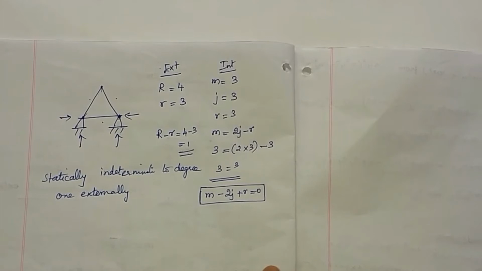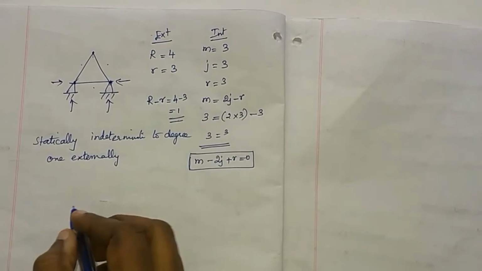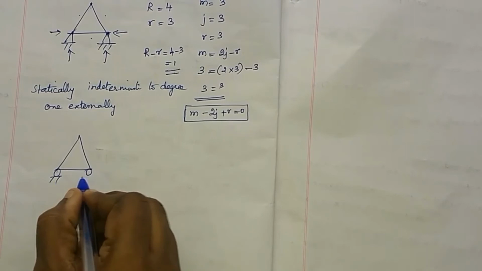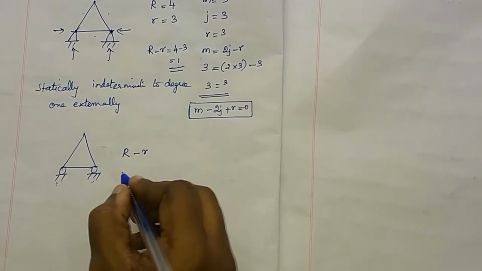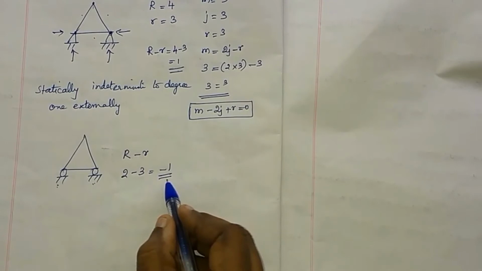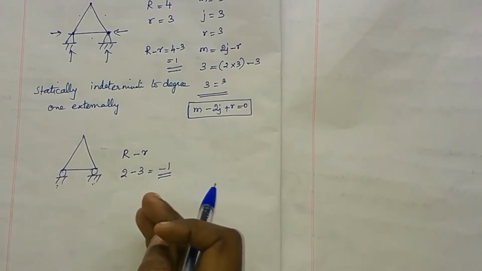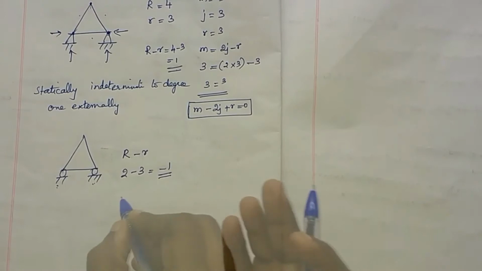So in some cases, you may also be given a problem like this. Roller at both the ends. So in this case, capital R minus small r. So capital R, I have two reactions here. 2 minus 3 is minus 1. If you are going to get an answer in negative values, the structure is unstable. No need to go beyond that. It is externally unstable. It cannot stand. It has to be refabricated. So directly I can tell it is an unstable structure.